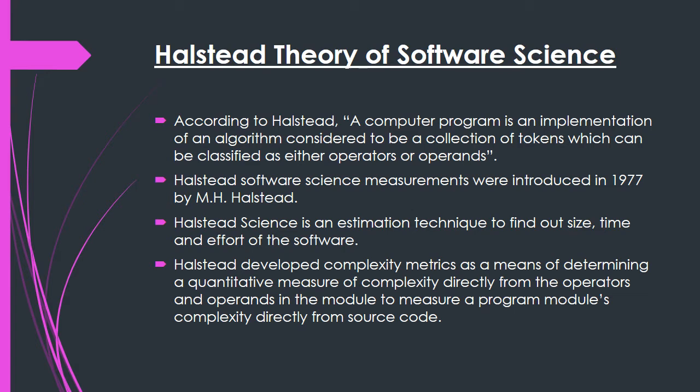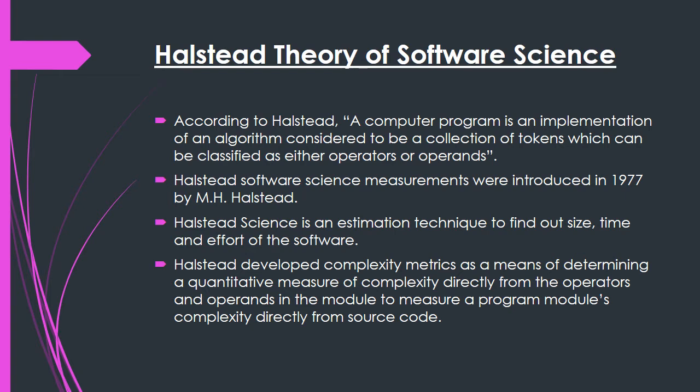Now we will discuss the Halstead theory of software science. This theory was introduced in 1977 by M.H. Halstead, and according to Halstead, a computer program, which is an implementation of an algorithm, is considered to be a collection of tokens which can be classified as either operators or operands. That means whatever program we write in any programming language, the entire source code or computer program, is a collection of tokens, that is, a collection of operators and operands.